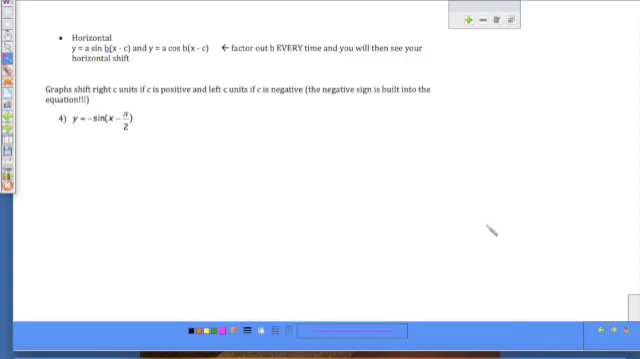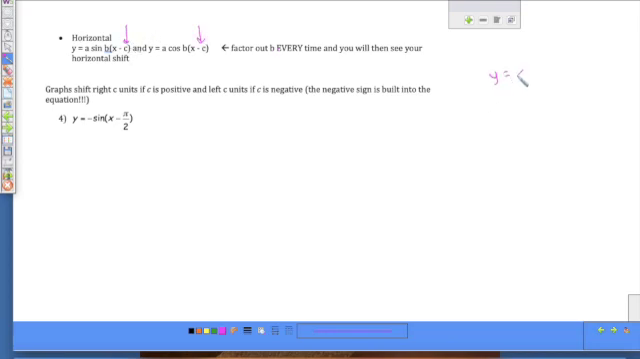Okay, now getting into the hardest shifts: are we shifting side to side? We shift things side to side when we get numbers inside our parentheses with our sine or cosine. Now notice that we have our b value here factored out. If your b value is not factored out, which we'll probably get to next class, you need to make sure that you factor it out. And then this winds up being your horizontal shift. Okay, it's the same concept.